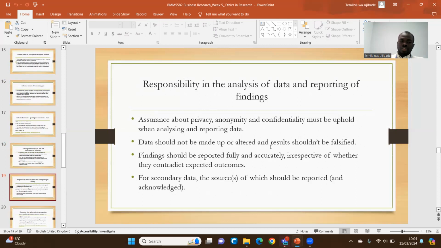All right. Going forward, we have the responsibility in the analysis of data and reporting of findings. Data should be collected correctly and analyzed accurately. Because a wrong analysis and wrong collection of data would give a wrong result, and a wrong conclusion would be gotten from that result. So as a researcher, you have the responsibility of getting the right data, analyzing it correctly, and reporting the findings accurately.